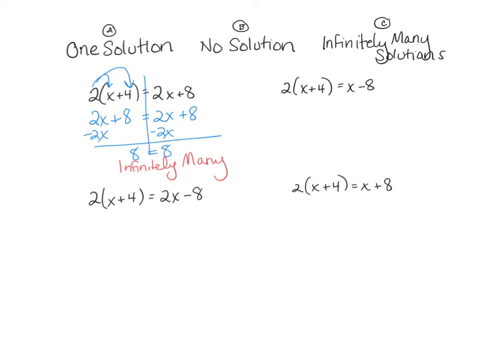It was a giveaway, darlings, when I saw right away that I had 2x plus 8 over here and 2x plus 8 over there. That is a giveaway. If you have the exact same thing on the left-hand side of your equal sign as you do on the right, then that means we can have any value substituted in for x and our equation will be true. So that is our example of an equation that will have infinitely many solutions. And I probably should put solutions with this.